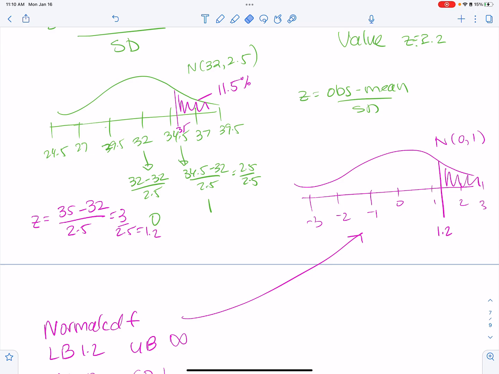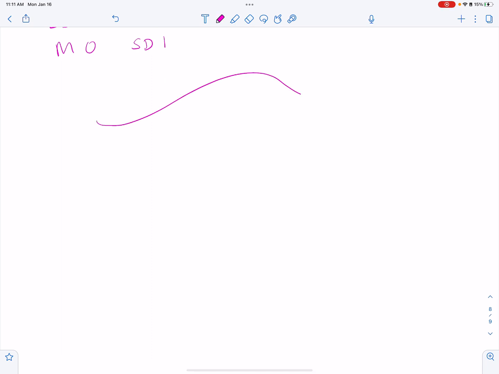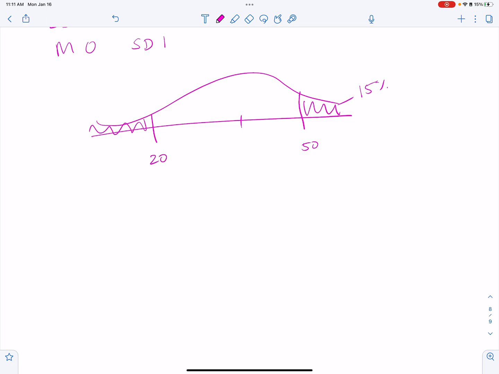And yeah, that's all you have there. I'm going to give you one more challenge one. Not the same problem. This time it tells you this. Let's say this is 50 and this tells you this is 15%, and this is 20, and this tells you it is 5%.